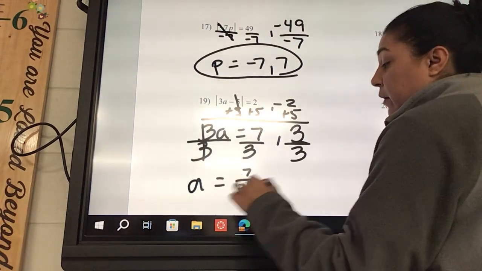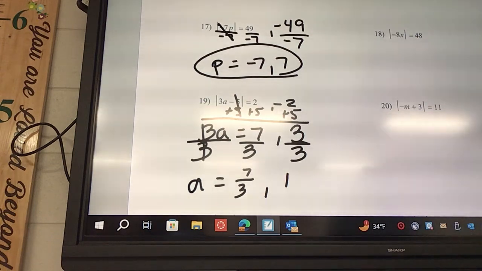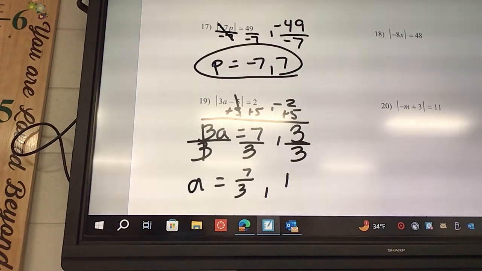I'm going to be honest, I don't know whether the test is going to be in decimal or fraction form, so if it is decimal form, you can just type in 7 divided by 3 on your calculator and hit that SD button, and it'll transfer it to a decimal for you, okay? So just be aware of that.